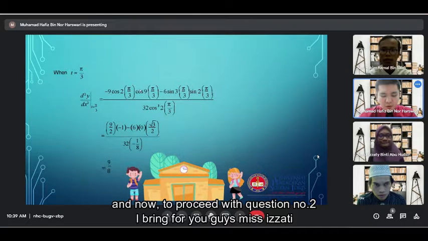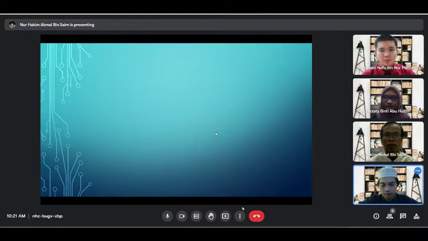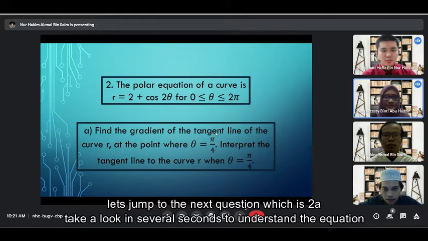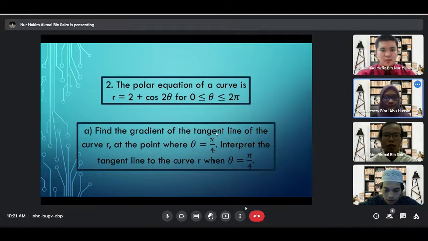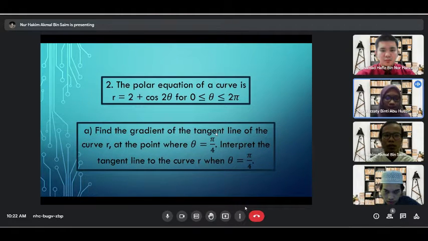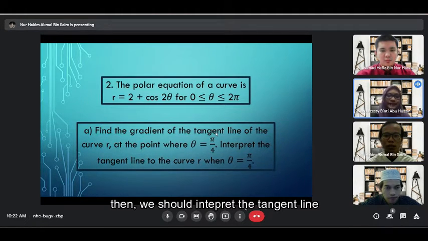And now, to proceed with question number 2, I bring for you guys Miss Izati. Let's jump to the next question, which is 2A. Take a look in several seconds to understand the question. From the question, we know that it is asked for the gradient of the tangent line of the curve. Then we should interpret the tangent line.